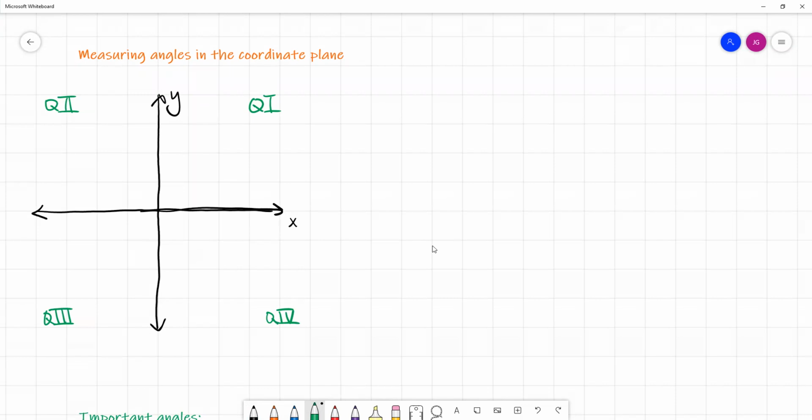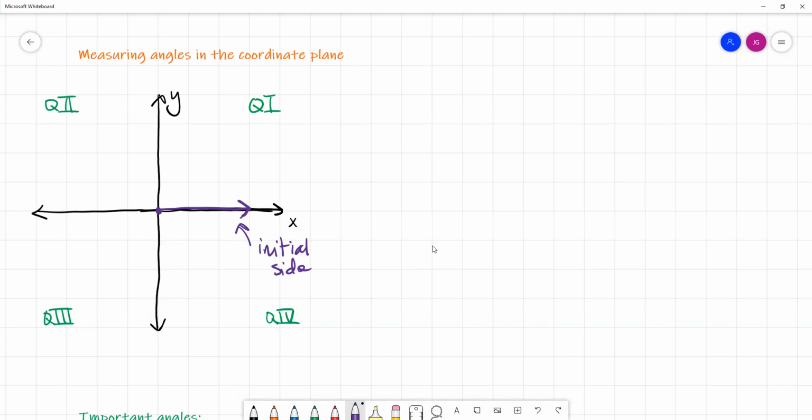And so what we're going to be doing is measuring our angles in standard position. What that means is that for any angle we measure on the coordinate plane, we're going to put the vertex here at the origin. Okay, we're going to put one side on the x-axis, and that's going to be called our initial side. Okay, so this is known as our initial side. And the initial side is always, always, always on the x-axis.